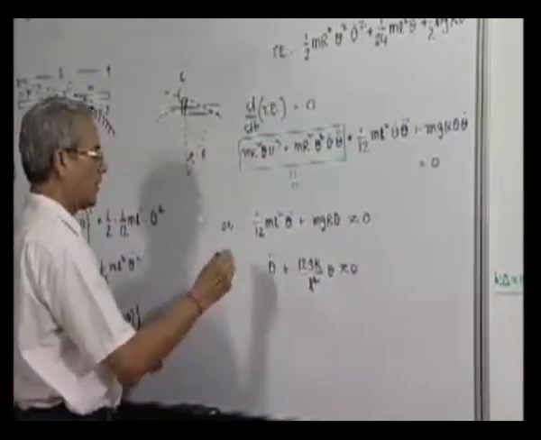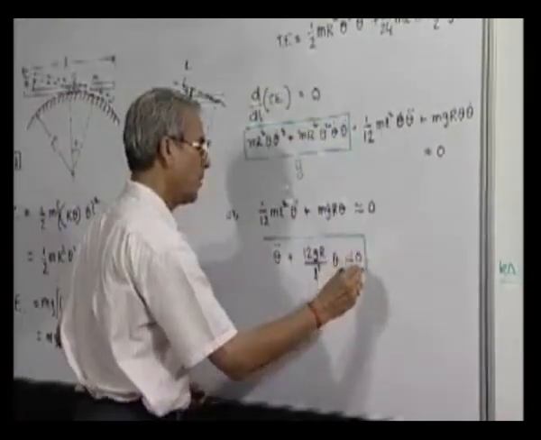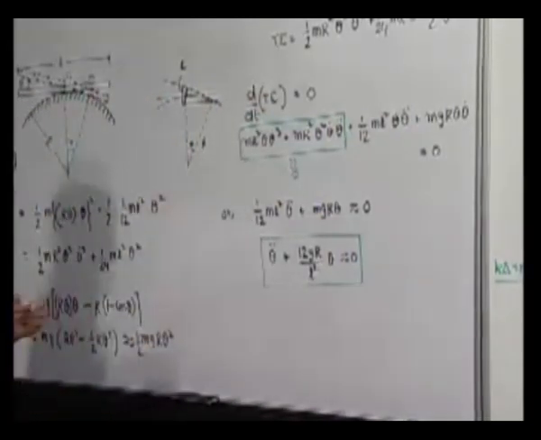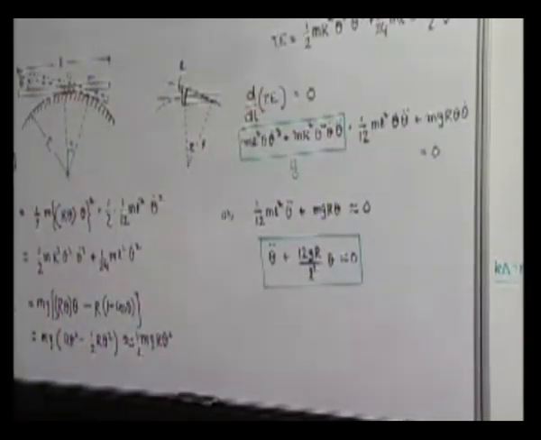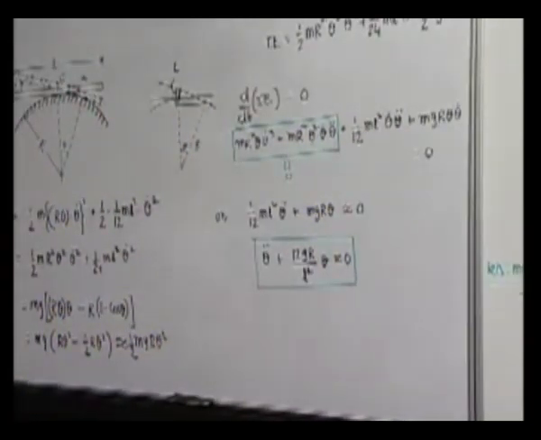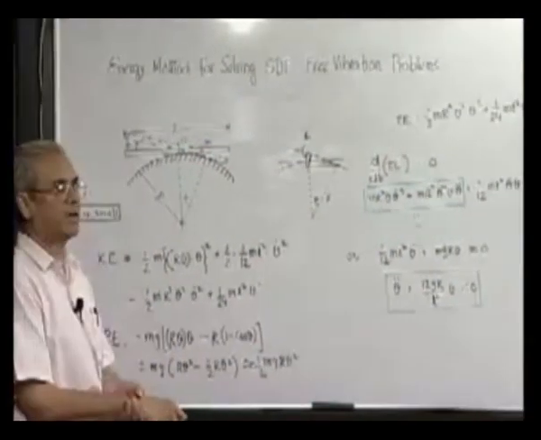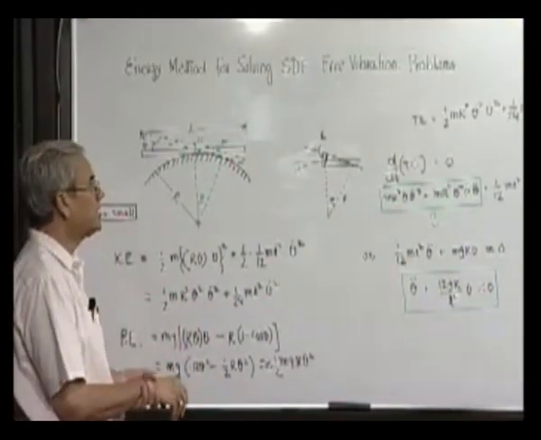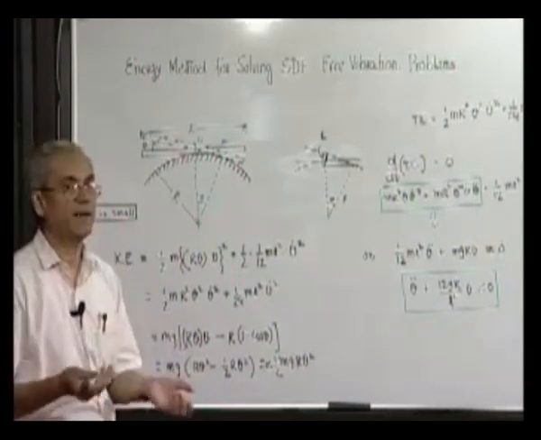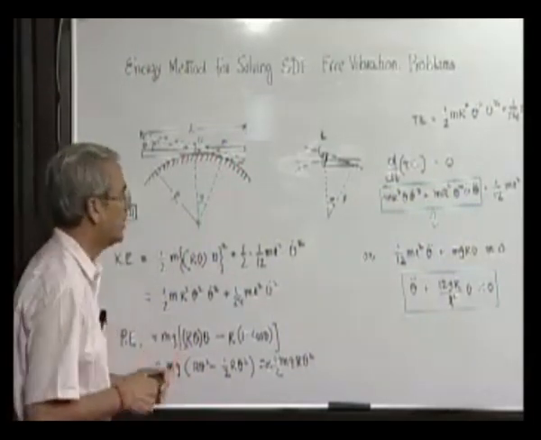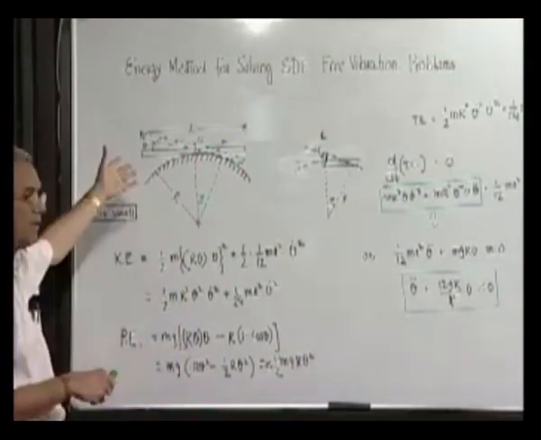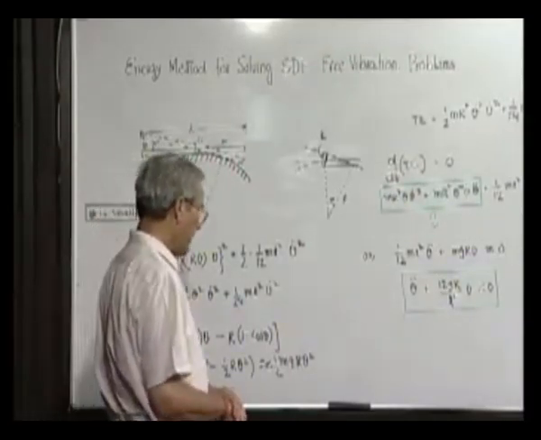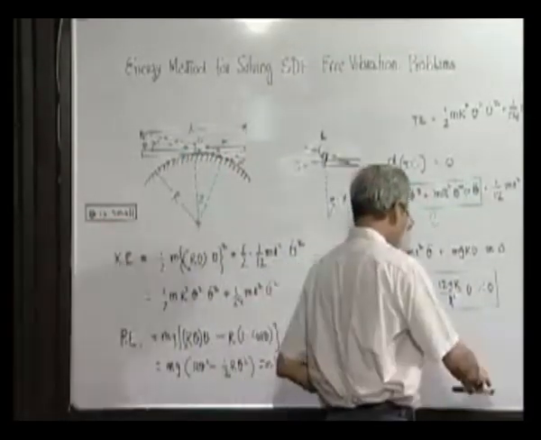This becomes our equation of motion for small oscillation. So, we can see that the energy approach can be very convenient in solving some problems which may not be that easily amenable to the Newtonian approach, which can definitely be done, but it will be more complicated. There is another approach to the energy method.